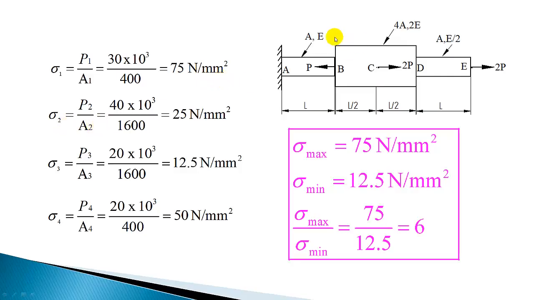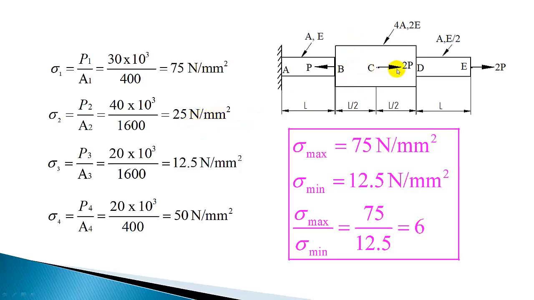In second section, we have 4P as a load. So 4P is 40 kilonewton, 40 into 10 raised to 3, and the area is 4A, which is 1600 mm square. We have already tabulated this force and area. Now 40 into 10 raised to 3 divided by 1600 will give 25 Newton per mm square. So stress in the portion BC is 25 Newton per mm square.